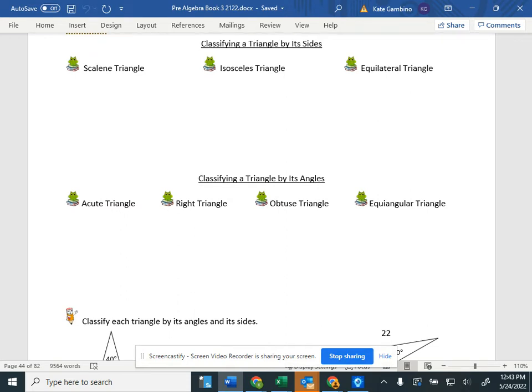So a scalene triangle has no congruent sides. We're going to use that word congruent so we get used to it. We know congruent means equal, but I want you to get used to that term. So no congruent sides might look like that. None of the sides are the same length.